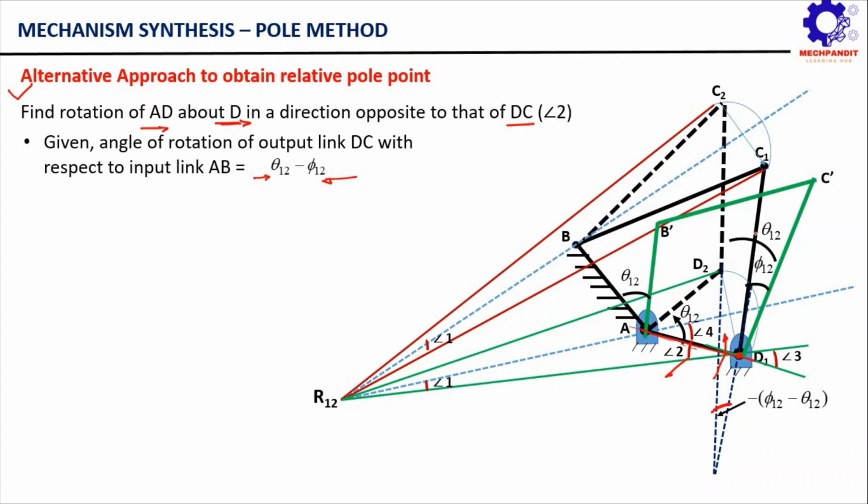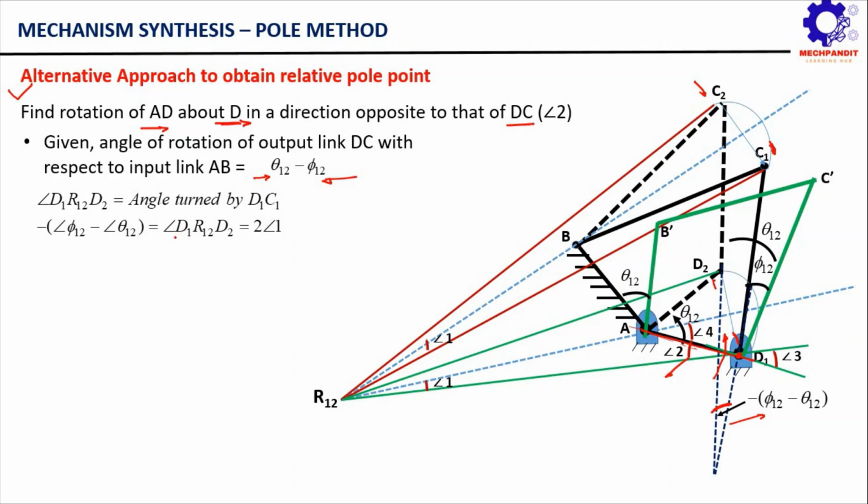As you can see here, this link CD is the output link. Now this link CD is moving to this new position. You see here this C1 D1 is the initial position, right? And now this C1 D1 switches to a new position C2 D2, right? So obviously the relative rotation between these two can be marked by this particular angle, that is theta 12 minus phi 12.